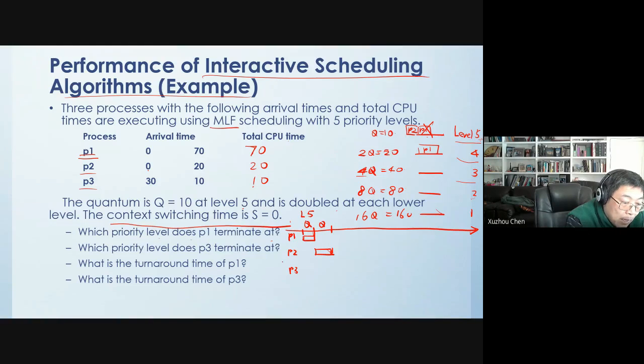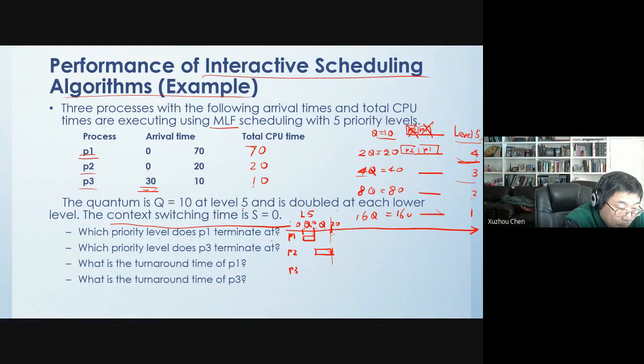Now, when process 2 finishes, this is 0, 10, 20, right? So each queue is actually 10, so you have 2 time quanta, that's 20. When process 2 finishes 10, it's going to be placed at the back of the level 4 queue. At this moment there are only 2 processes, because process 3 hasn't arrived yet, right?